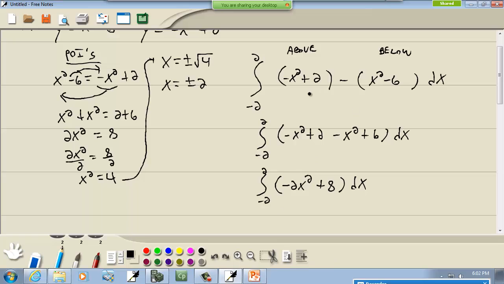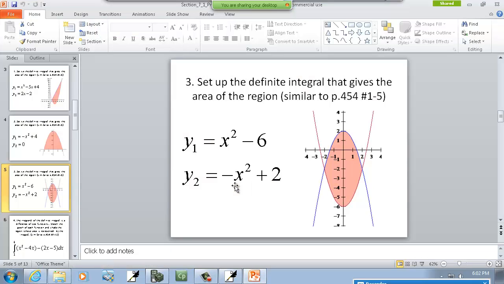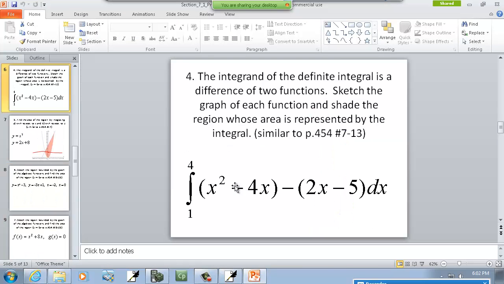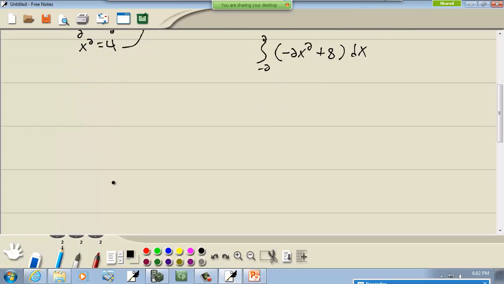Now I'm not sure if in the book they're looking for this first one or a little bit of simplified form. But again, they're just kind of looking for the setup on that. Okay. Now let's take a look at the next one.